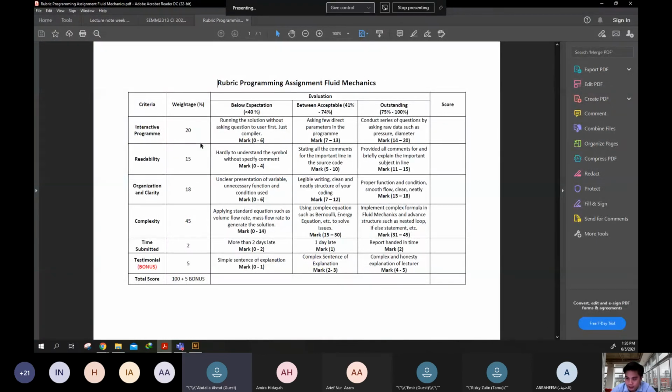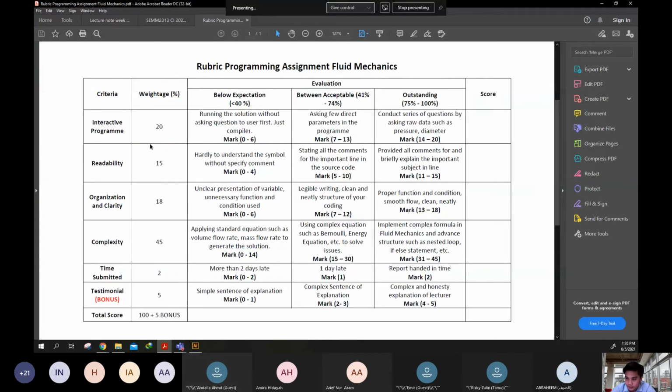Okay, how do I evaluate your programming skill? It is based on interactive program, which contributes 20%. If you want to score outstanding, conduct a series of questions like I did previously. A series of questions, that is a simple question. Conduct a series of questions by asking the raw data such as pressure, diameter, and etc.